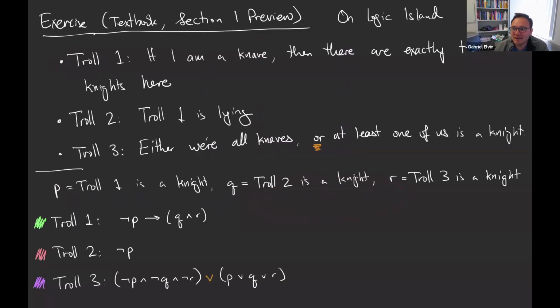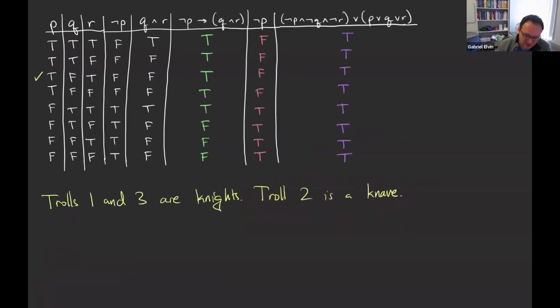In a proposition, if it's always true, like this, there's a special name for that. It's called a tautology. So if you come across that term, that's just what it is.